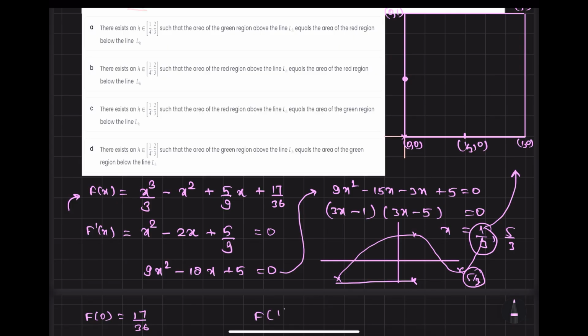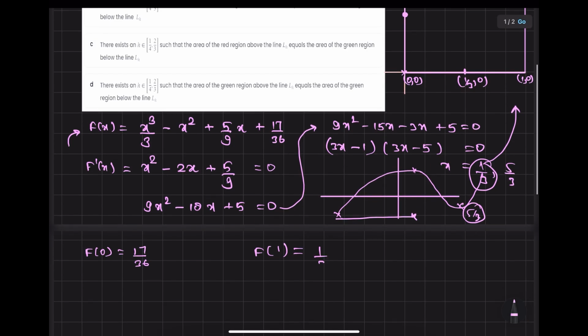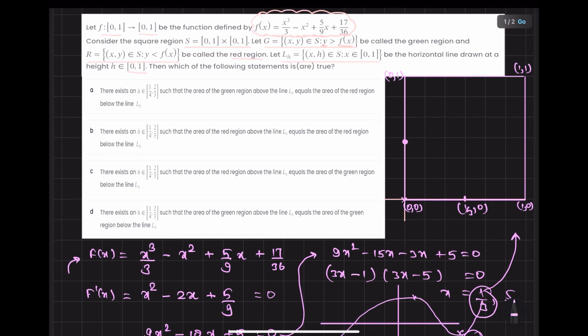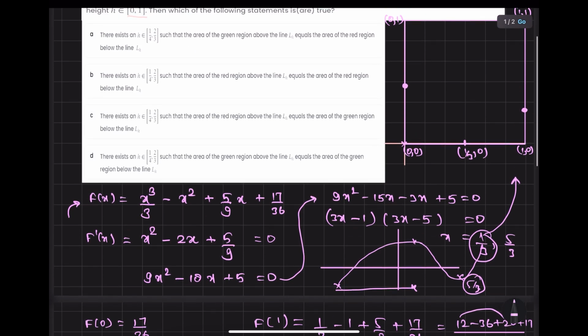Then f of 1. So f of 1 is what? 1 by 3 minus 1 plus 5 by 9 plus 17 by 36. So we got 12 by 36, 20 by 36, and 17 by 36. If you add these two things, it will become 32, and we have minus of 36, so it is 13 by 36. So 13 by 36 is very small, right? Smaller than half only. So it is somewhere here. So it is 1 comma 13 by 36.